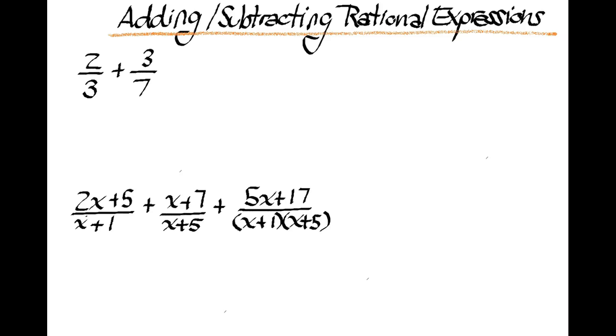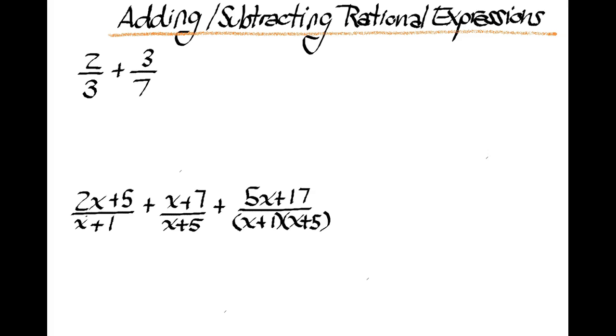Today we're going to look at adding and subtracting rational expressions, and this is the first video in a series of videos. The first thing we're going to take a look at is how adding and subtracting rational expressions relates to adding and subtracting rational numbers like 2 over 3 plus 3 over 7. So in 5th grade or 6th grade you learn how to add and subtract fractions. So let's just review the process for adding and subtracting fractions.